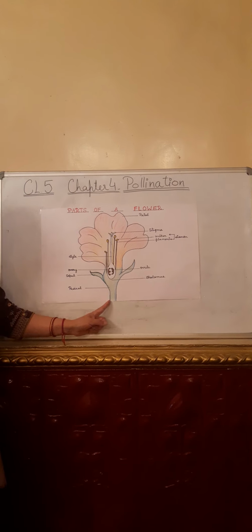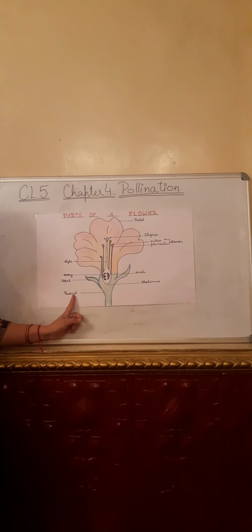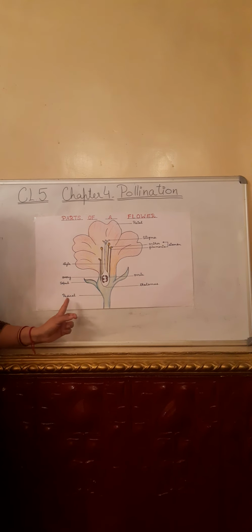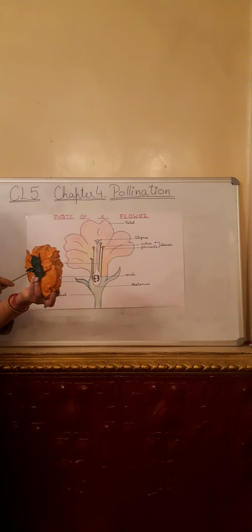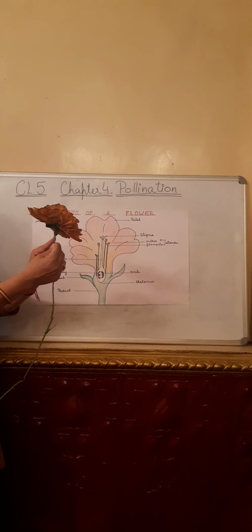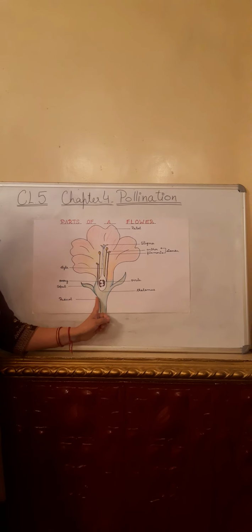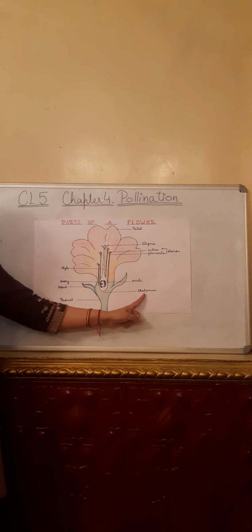Now children, this is the stalk of the flower and this is known as the pedicel. The stalk of the flower is known as a pedicel. Now I would like to show you over here that, see children, this is the stalk of the flower and the flower rests on it like this. So this part of the flower is known as the pedicel. Now children, after the pedicel, we come to the swollen part of this flower. Can you see the swollen part? This is known as the thalamus.